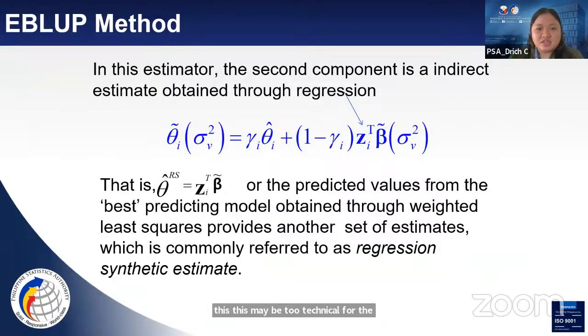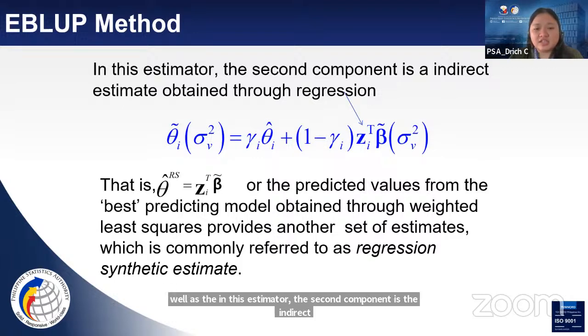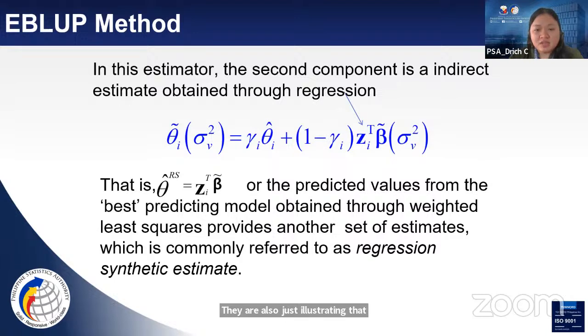As well, in this estimator, the second component is the indirect one. They are also just illustrating that the theta hat, or the predicted values from the best predicting model obtained through weighted least squares, provides another set of estimates, which is commonly referred to as the regression synthetic estimate.